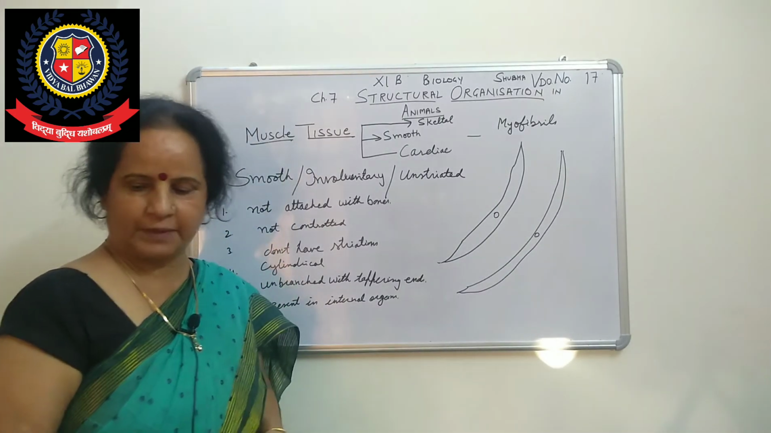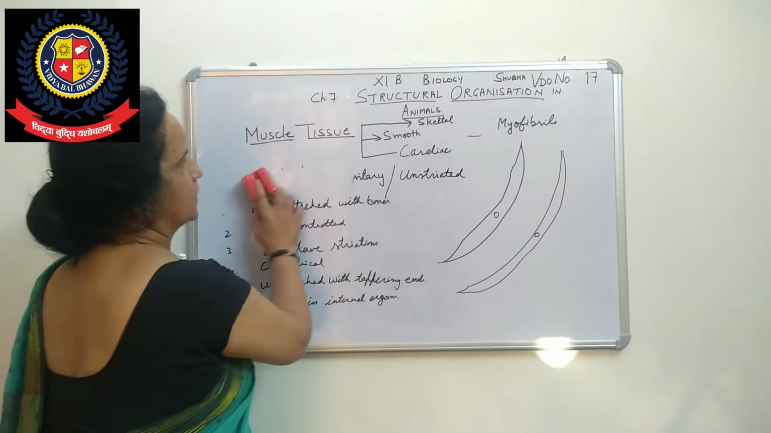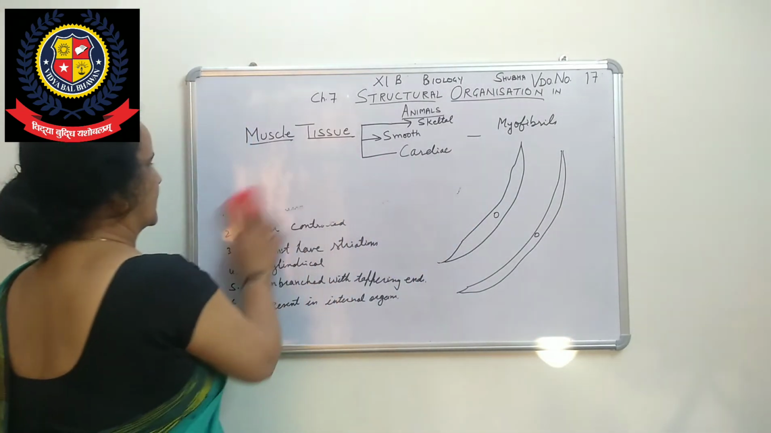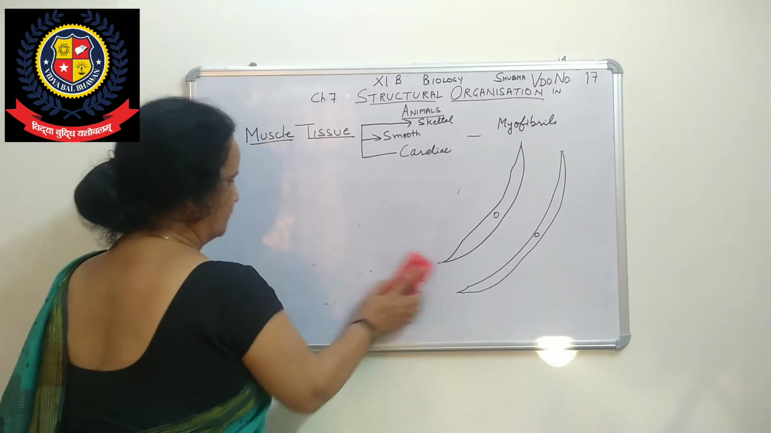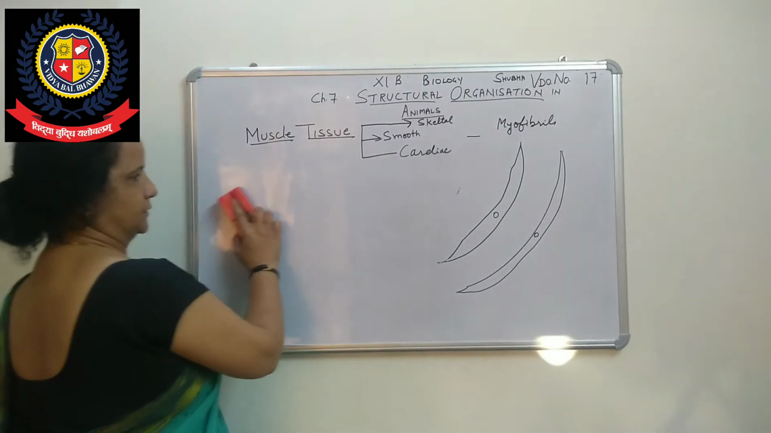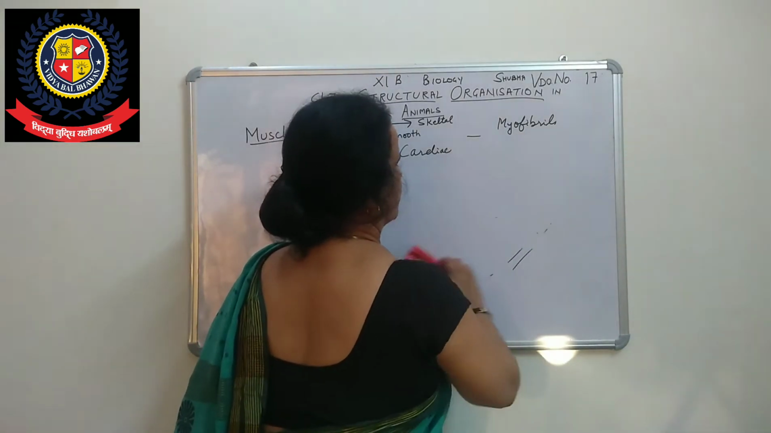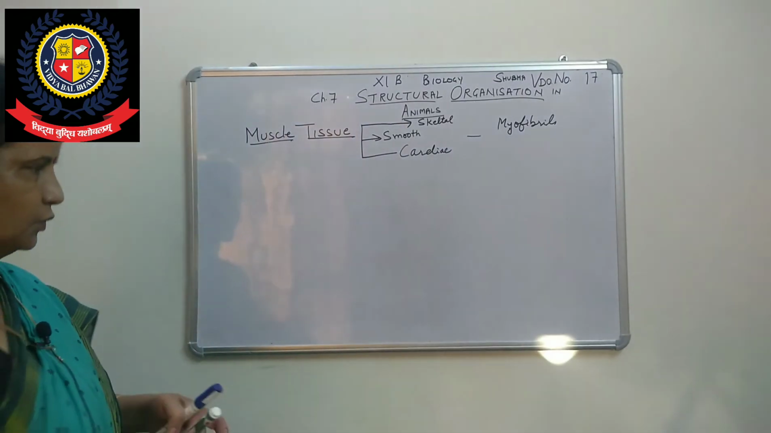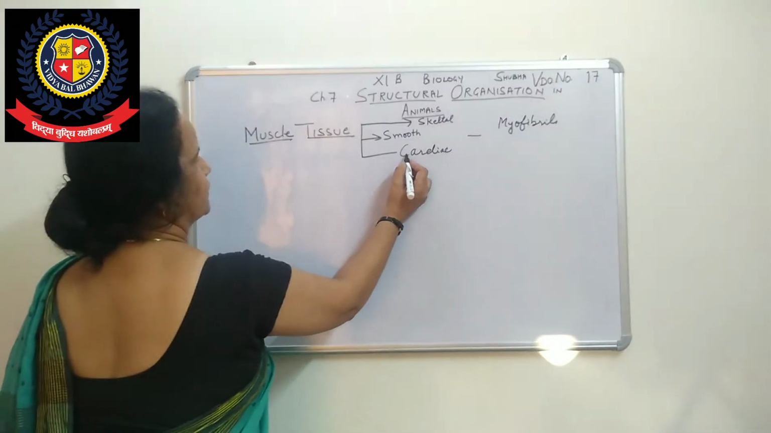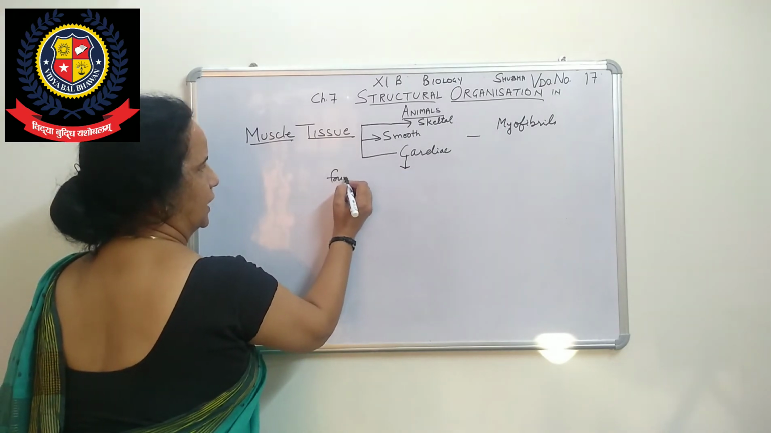Now the third type is there, which one is it? Cardiac muscle, right? That cardiac muscle is special, which is found only in the heart. Where is it found? Only in the heart. Cardiac tissue it is also called, and they are found in the heart only.